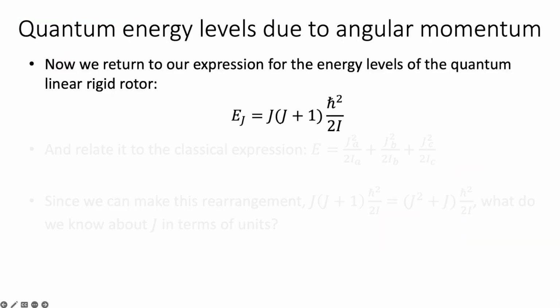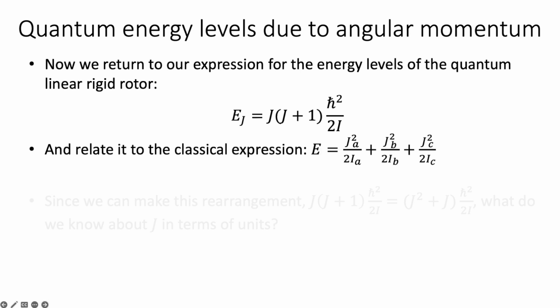Okay, now we're ready to get back into the quantum mechanics. We've defined classically what it means to have kinetic energy due to rotation and our convention for that. So now let's bring the quantum mechanics back in. Again, here's the expression for the energy levels for a quantum rigid rotor. If we relate that to the expression we just wrote down at the bottom of the previous screen for energy, our goal now is to connect these two things.